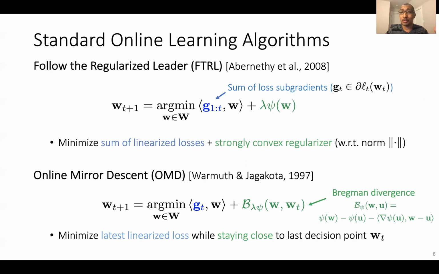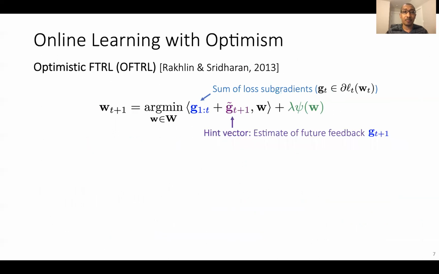Now we're going to imbue them with optimism. First, we're going to consider optimistic FTRL, proposed by Rakhlin and Sridharan. The idea here is that instead of just optimizing over your observed loss subgradients, you also incorporate a hint vector. The hint now is going to come in the form of a guess at what your future subgradient might be. So you have a hint vector, we'll call it G tilde T plus 1, and you can see that you can view it as an estimate of the future feedback, G T plus 1.